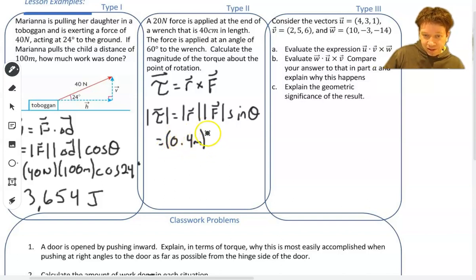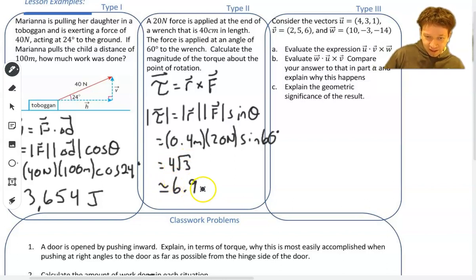0.4 meters times the force, which is 20 newtons, times the sine of 60 degrees, which is √3/2. So this is going to be 0.4 times 20, which is 8, times √3/2, which is just 4√3, which is approximately equal to 6.9 Newton meters.